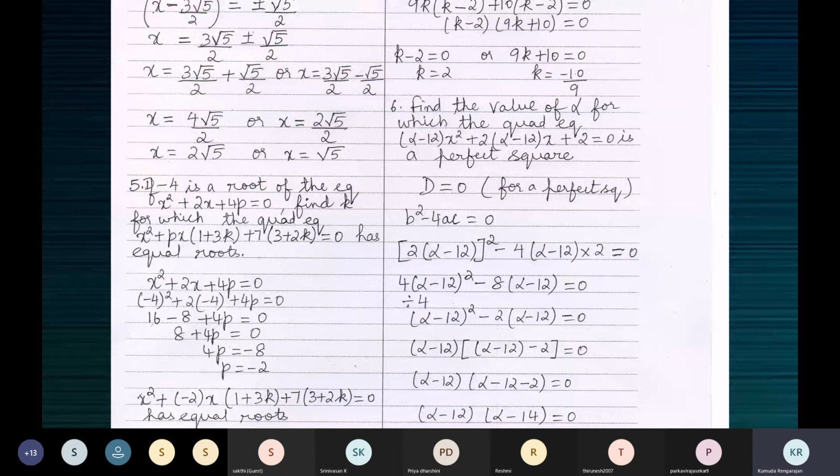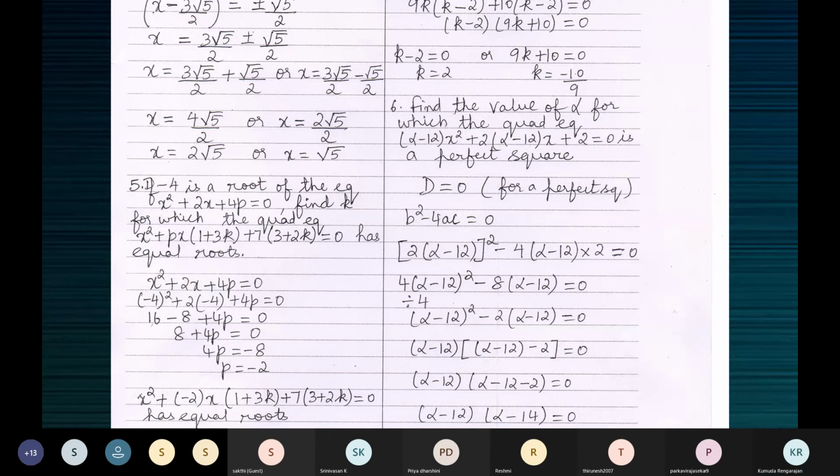When you solve (2x minus 5) the whole square equal to 0, what will you get? That means (2x minus 5) into (2x minus 5) is equal to 0. So when you equate each factor to 0, 2x minus 5 is equal to 0, x is equal to 5 by 2. Again, 2x minus 5 is equal to 0, x is equal to 5 by 2. So you're getting 5 by 2 in both the cases.